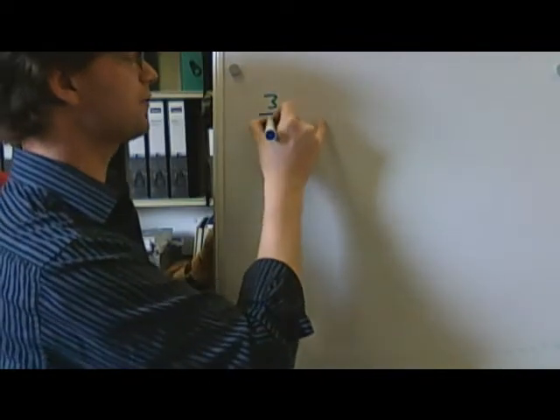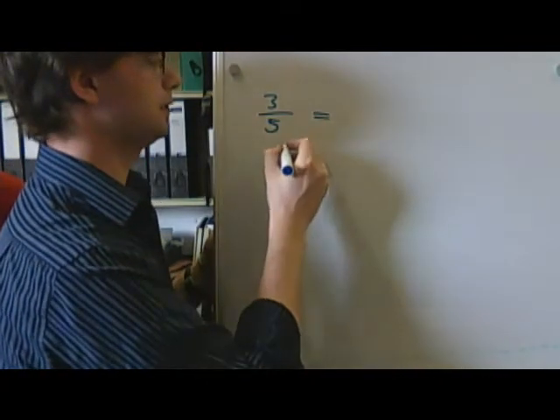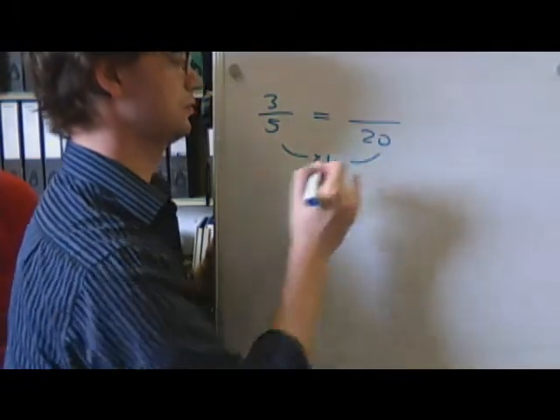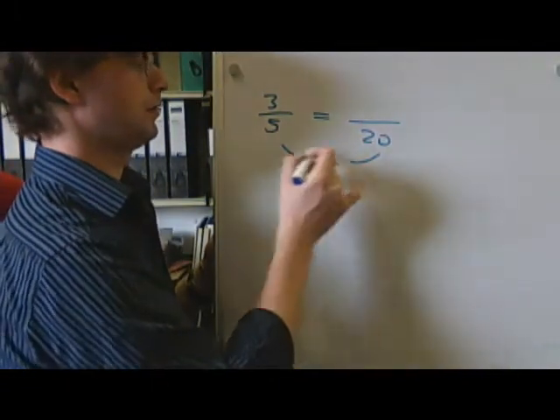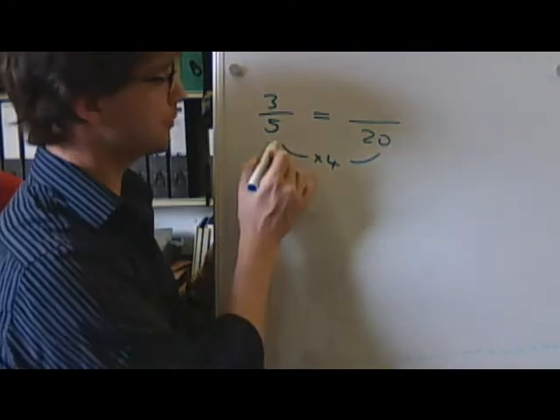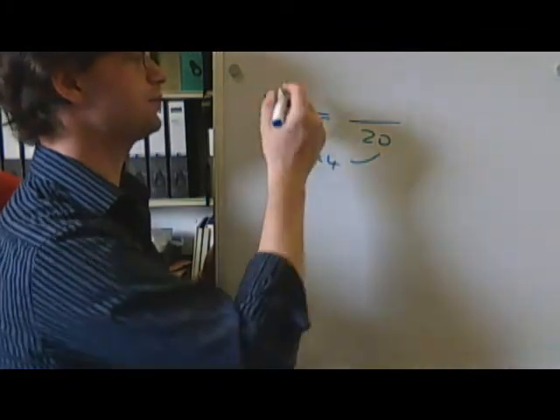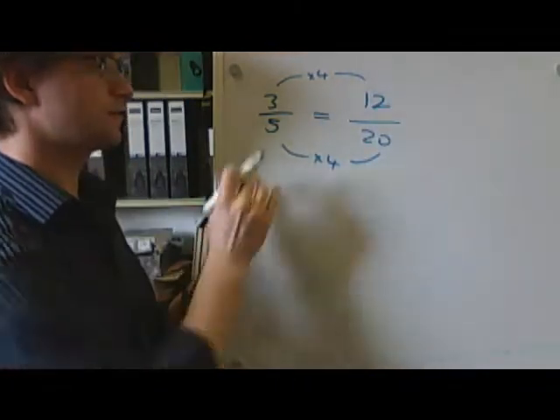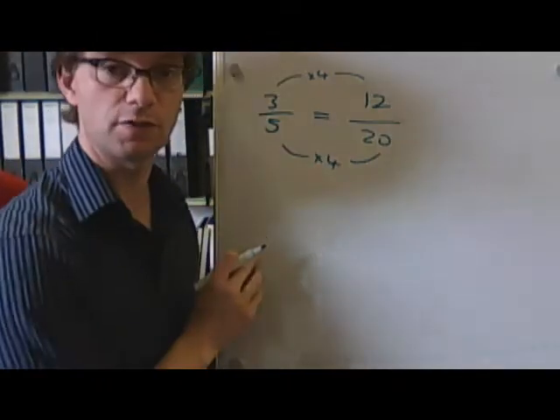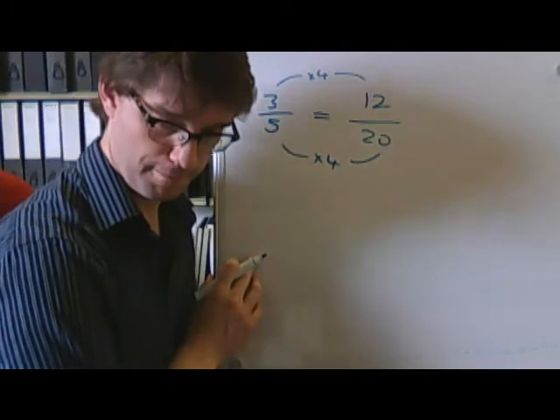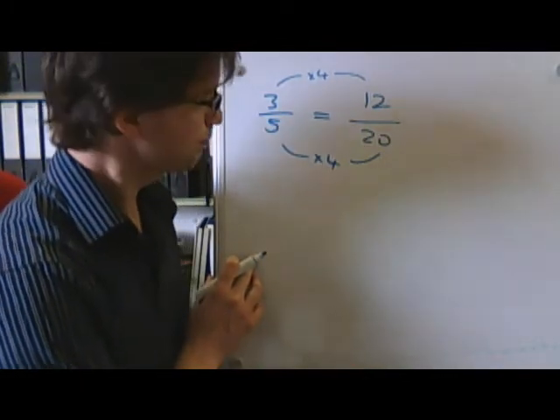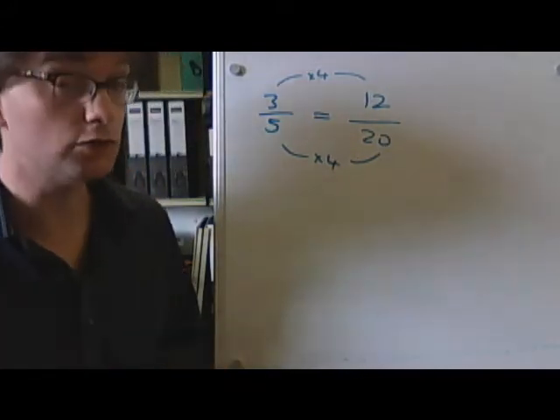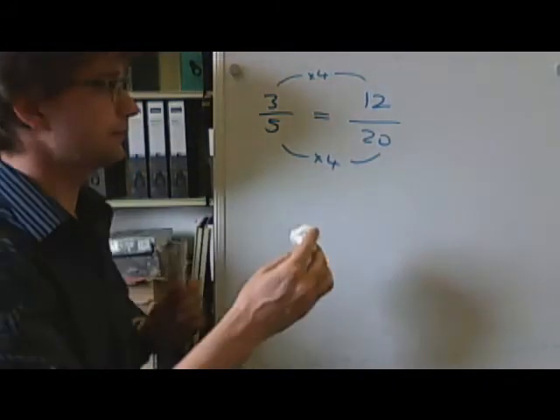So 3/5, well, let's do something. Let's multiply this by 4. Is how many 20ths? Well, I've multiplied by 4 to get from 5 to 20. So if I multiply by 4 here, I get 12. So 3/5 is the same as 12 20ths. We can also do this the other way around.